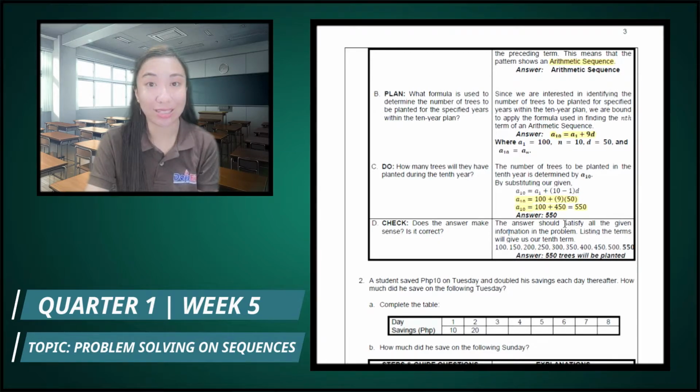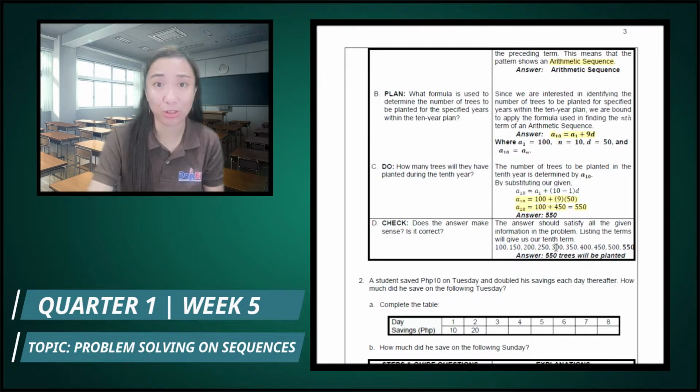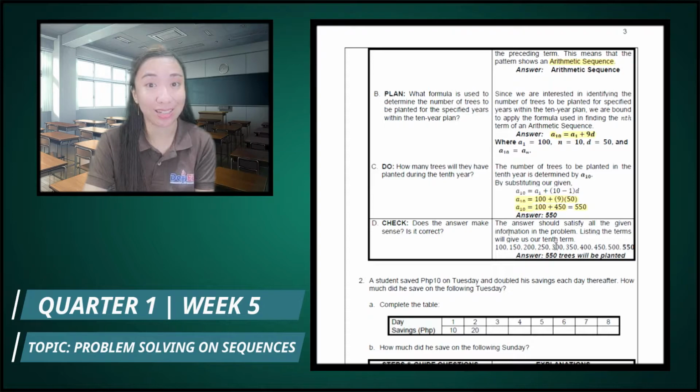So the answer should satisfy all of the given information in the problem. Okay, listing the terms will give us our 10th term. So if you wish to double check your answer, you may list down all the following terms until the 10th term.